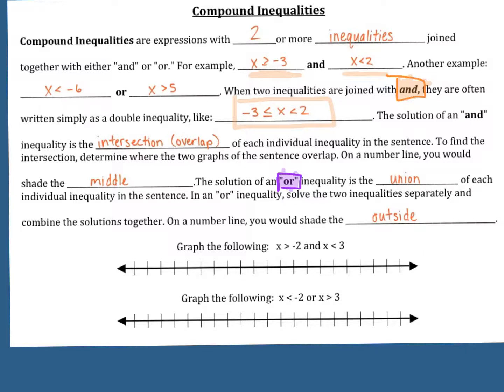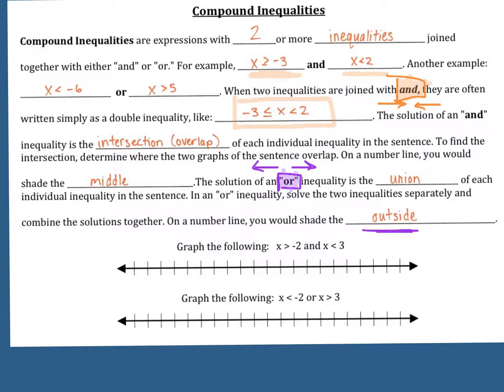It's this solution or that solution. This solution for this one, this solution for that one. There's not an overlap for "or." There's just an overlap for "and." So when you graph these, it's going to be the outside of your two values. So outsides go away, or "or"s go away from one another, and "and"s will go towards and overlap.